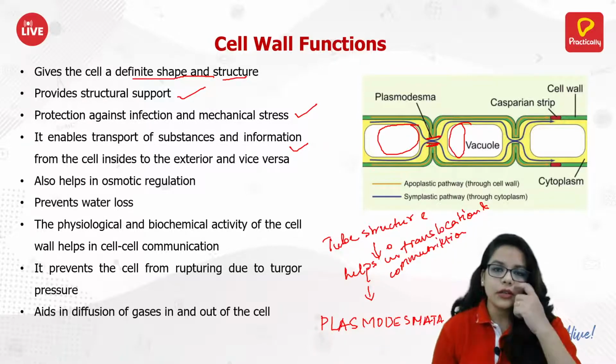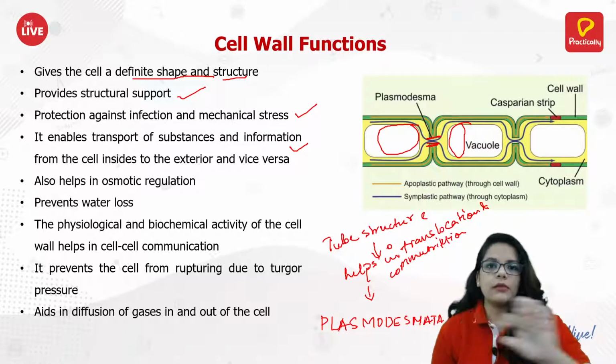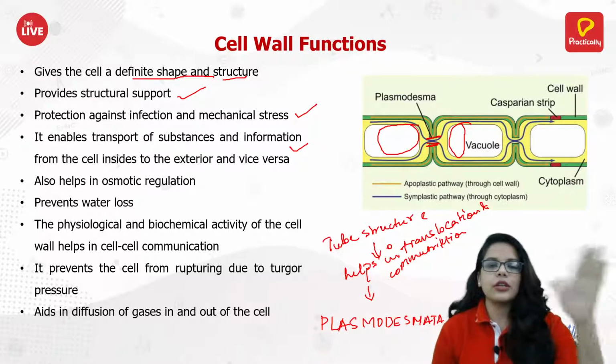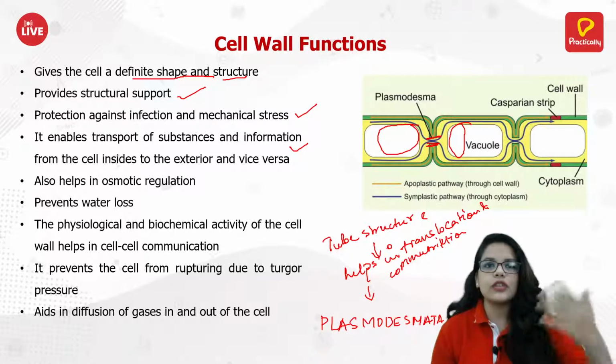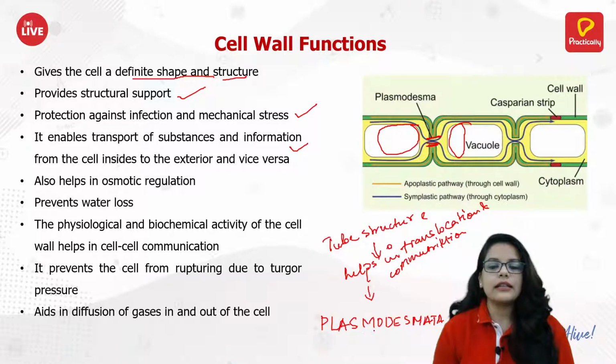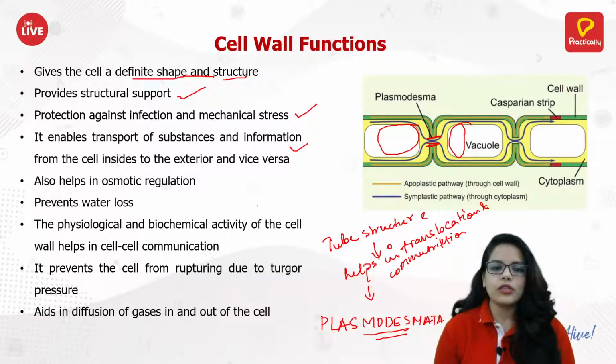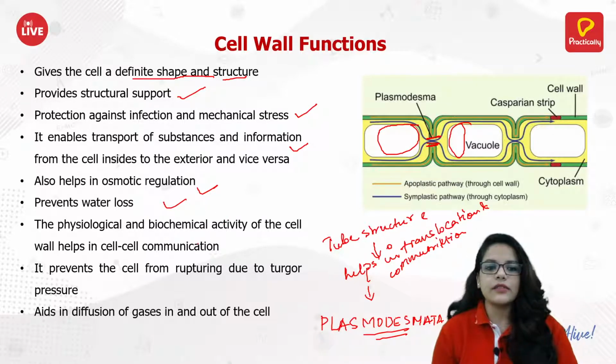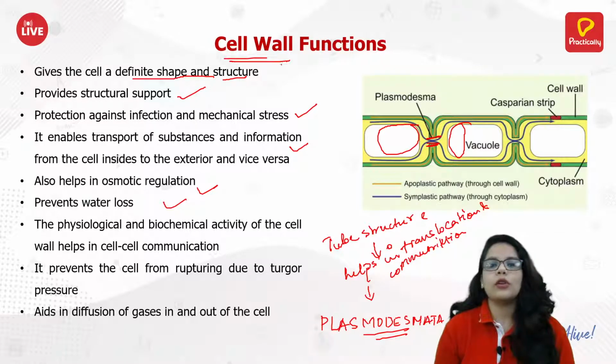So it is like a tube-like structure joining the cells, for the translocation of molecules or communication with each other. That kind of structure is known as plasmodesmata. Now, cell walls also help in osmotic regulation. It prevents water loss. It helps in biochemical activities and prevents the cell from rupturing due to turgor pressure. The strength, the capability to handle stress, and gas exchange are all done by the cell wall.